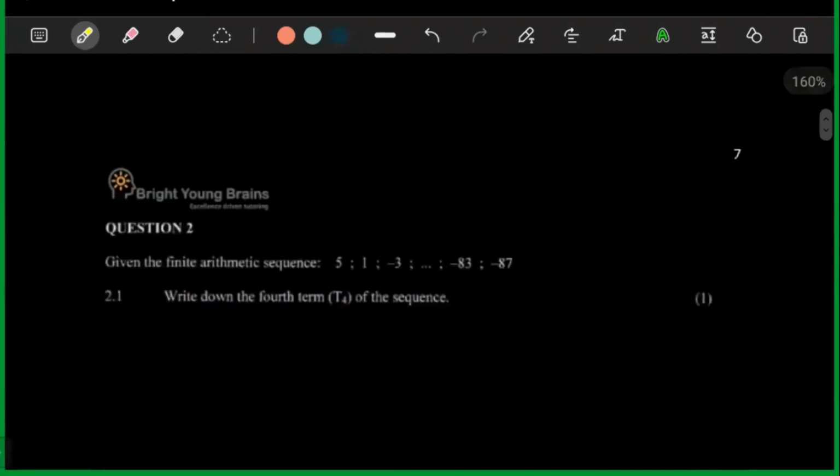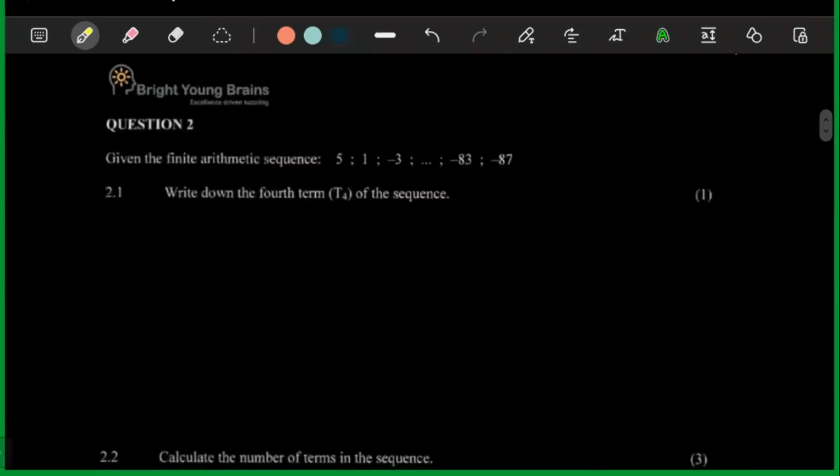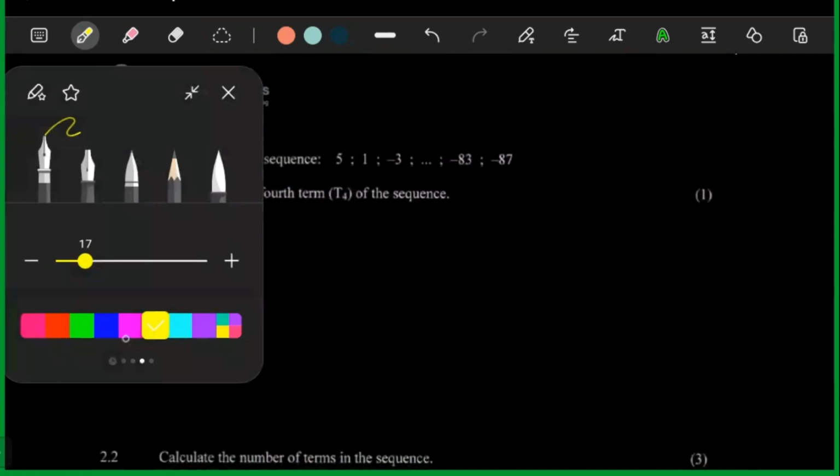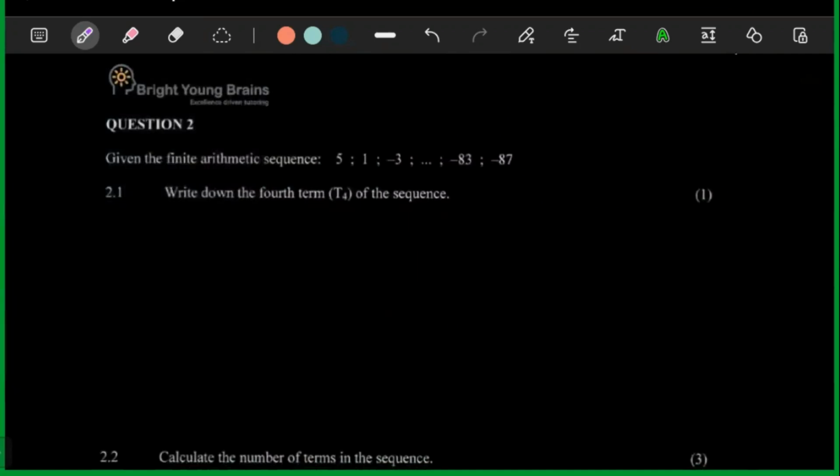Question number two. Given the finite arithmetic series, of course, because if it's finite, it definitely has to be arithmetic, or a geometric series that does not converge, meaning it's going higher and higher. But anyways, here they said we have this finite sequence. It says write down the fourth term.